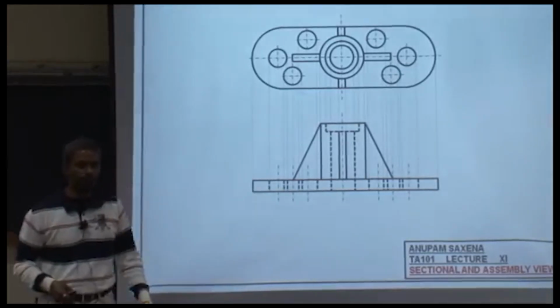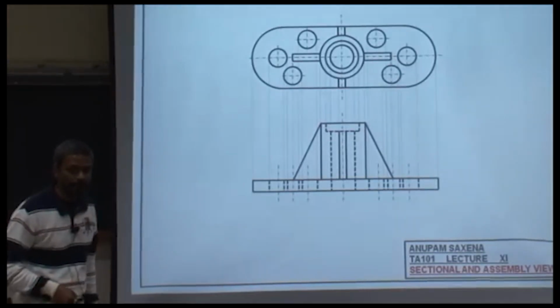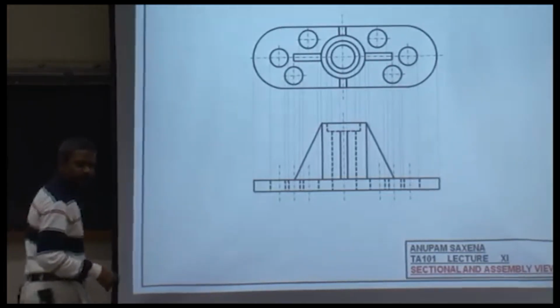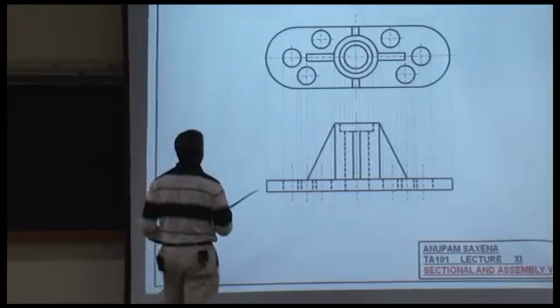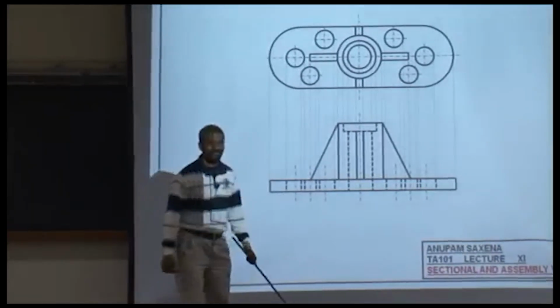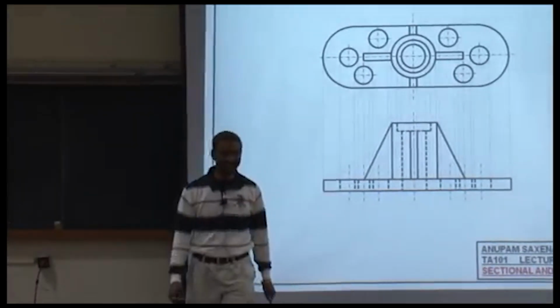There should not be one more circle. There should be or there should not be? There should be one more circle. There should not be one more circle.